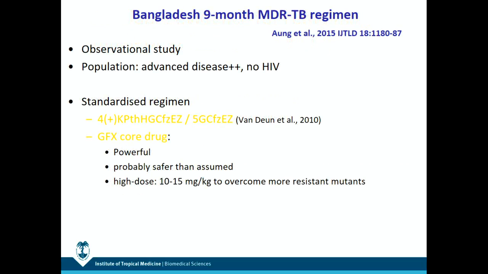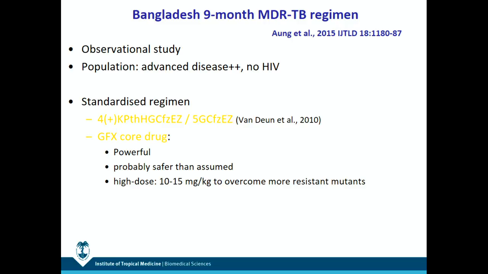Now, the data that we are more familiar with is the famous Bangladesh cohort, published by Dr. Ong. This was an observational study, and this population in Bangladesh typically has low HIV infection, and most of the patients present with advanced disease. You all are familiar with the famous short 9-month regimen that was published by Armand. To highlight, we have been talking much about moxifloxacin, but this treatment used gatifloxacin.